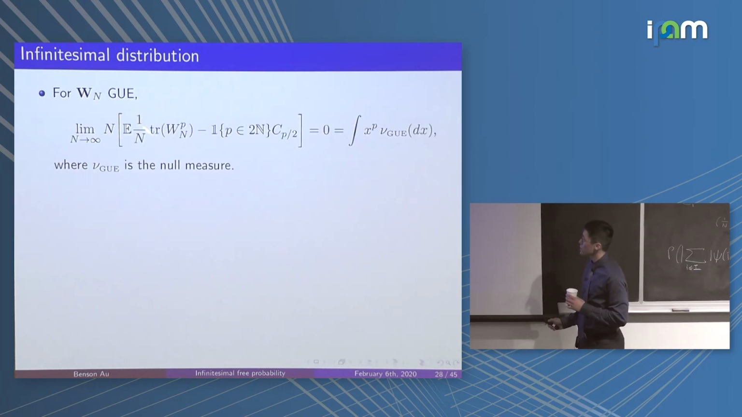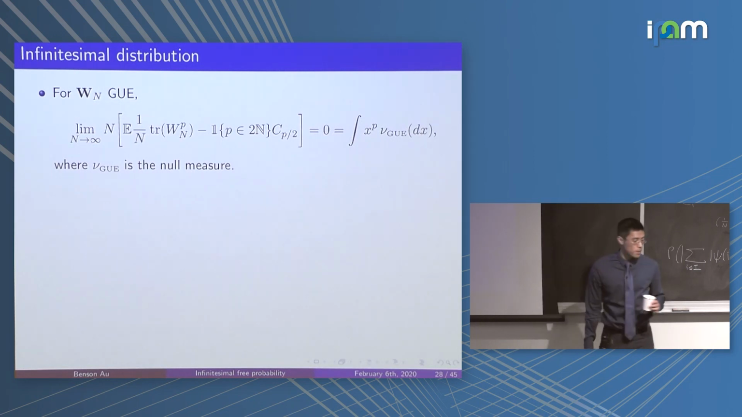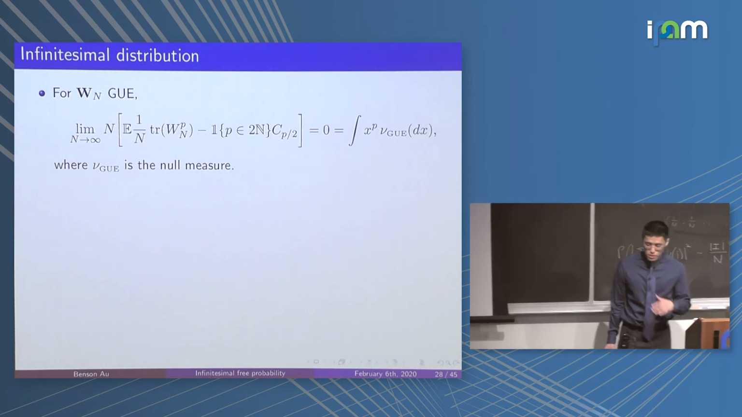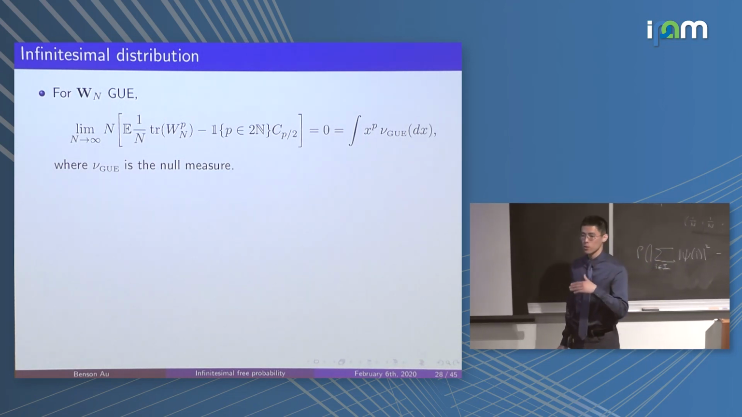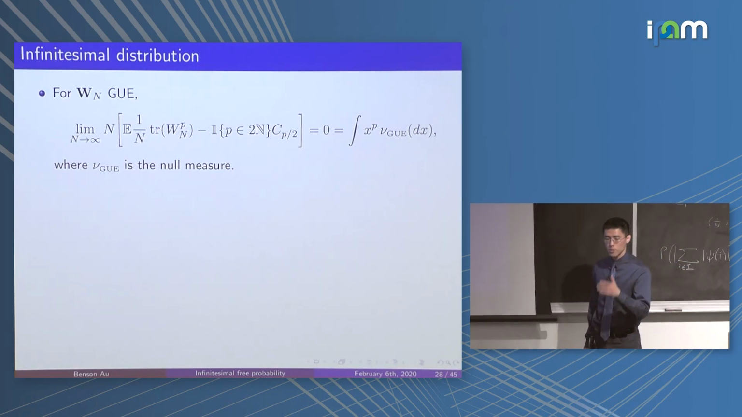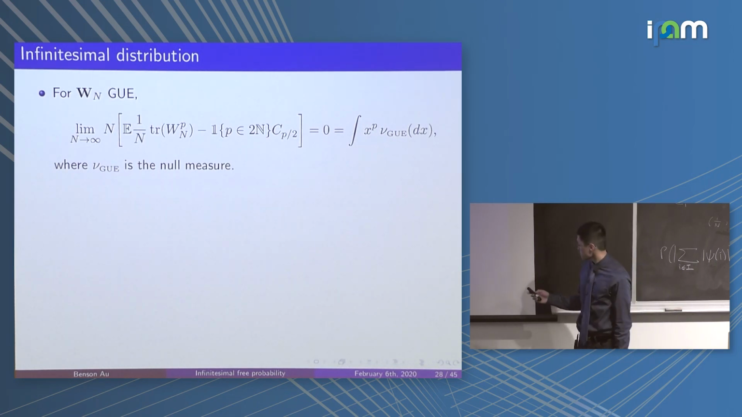So for the GUE, this is just a consequence of something known as the genus expansion. So in the GUE, what you have is that your rate of convergence is defined in terms of powers of n to the minus 2. So your first term will be your constant term. The next order term will be n to the minus 2. The next order term after that will be n to the minus 4. So if you just multiply by n, then your next term is n to the minus 1, and that just goes to 0 anyway, right? So you actually get nothing, and you get the null measure. So your infinitesimal distribution for the GUE is somewhat trivial.